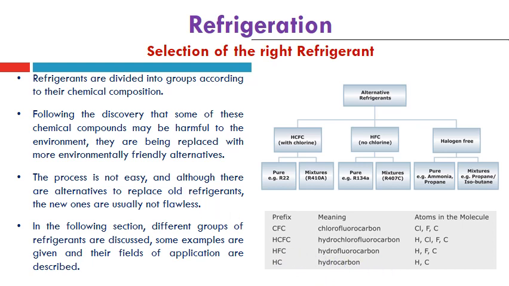Refrigerants are divided into groups according to their chemical composition, following the discovery that some of these chemical compounds may be harmful to the environment. They are being replaced with more environmentally friendly alternatives. The process is not easy, and although there are alternatives to replace old refrigerants, the new ones are usually not flawless. In the following section, different groups of refrigerants are discussed, some examples are given, and their fields of application are described.